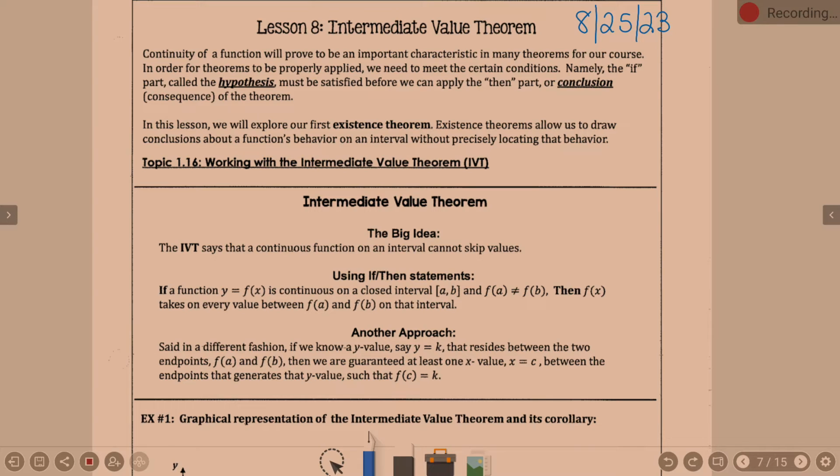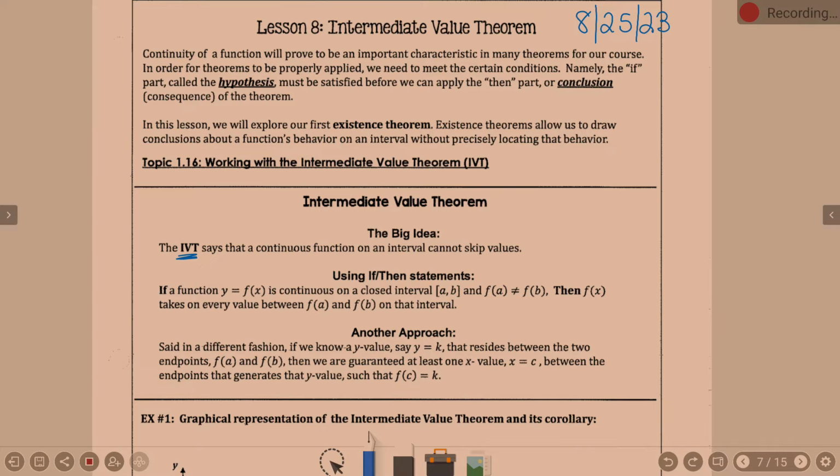Now, we're talking about the intermediate value theorem. Note, IVT is a very, very common abbreviation for intermediate value theorem. If you are trying to rationalize something on a free response AP problem, you can say IVT and any grader is going to know exactly what you mean. The IVT says that a continuous function on an interval cannot skip values.